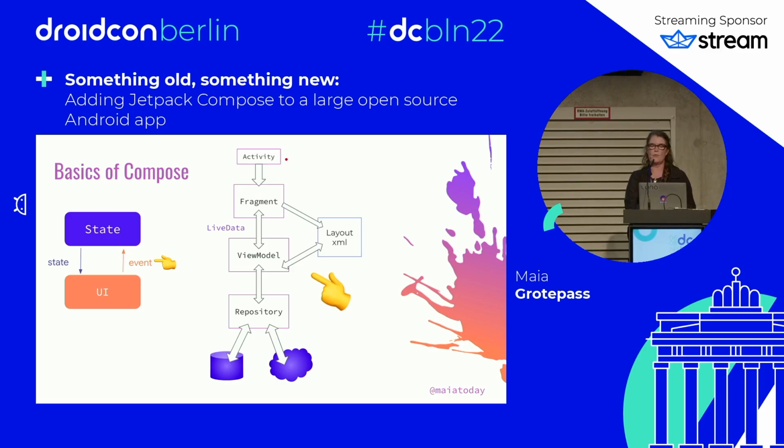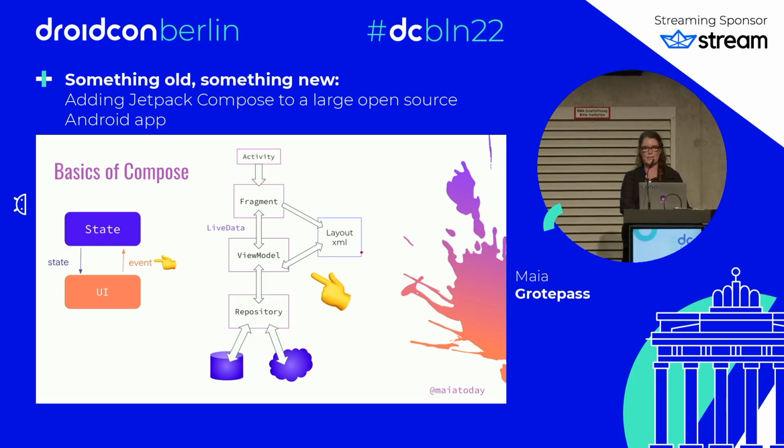So you would have one or more activities, fragments, view model, repository. Your app might not look like that. I know that this Habitica app potentially does not look like that. In the old world, there was XML here. So where in this picture does Compose fit in?